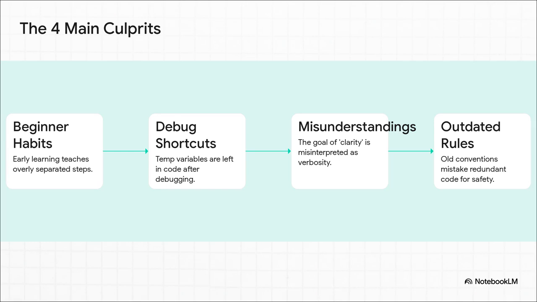First up, beginner habits. You know those tutorials that teach things in tiny, separate steps? Well, those habits can stick around for years. Then you've got debugging shortcuts. We've all done it. You throw in a temporary variable to check a value, but then you forget to take it out. On top of that, you have simple team misunderstandings. Someone says, make the code clear, and what they hear is make it as wordy as possible. And last but not least, there are just plain outdated rules. Some teams are still working off old playbooks where this kind of redundancy was mistakenly seen as a good, safe practice.